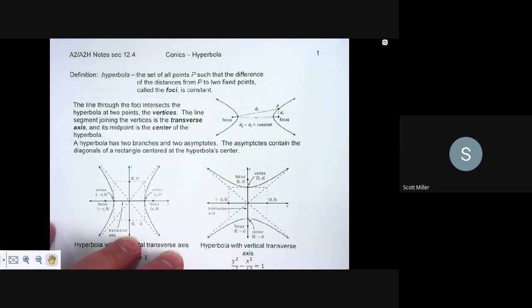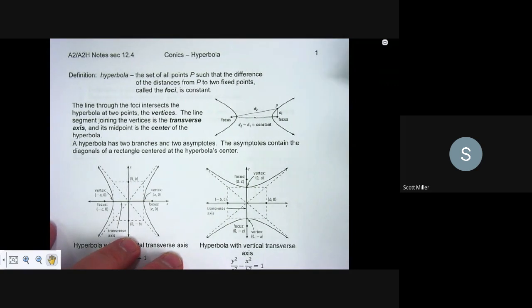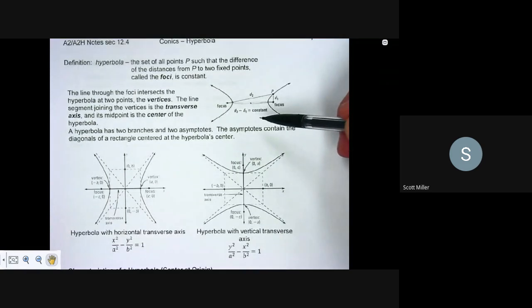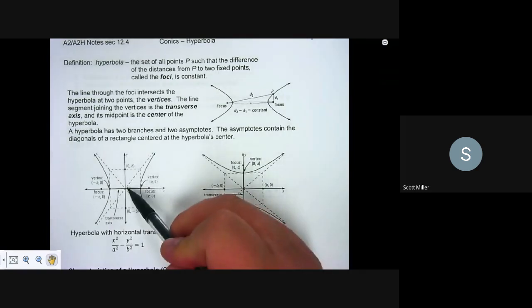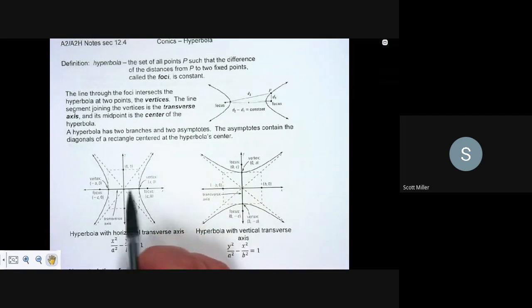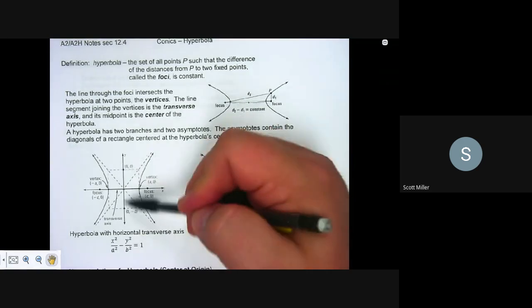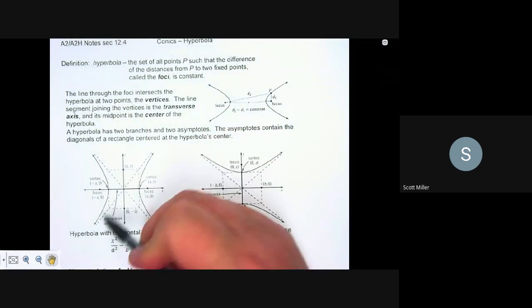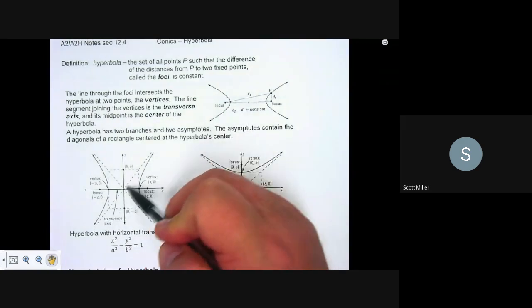The hyperbola has two branches and two asymptotes. The asymptotes contain the diagonals of a rectangle centered at the hyperbola center. So if you look down here in these pictures, you can kind of see the asymptotes and the rectangle centered at the center. So if the vertices are at A, then we find the B, and that gives me the box that goes around it. If I draw the diagonals, it will go through the center.